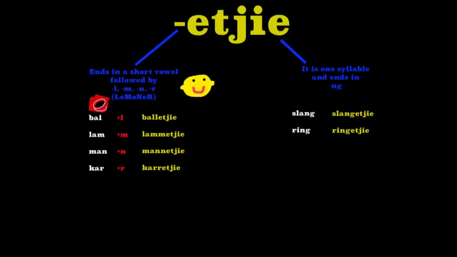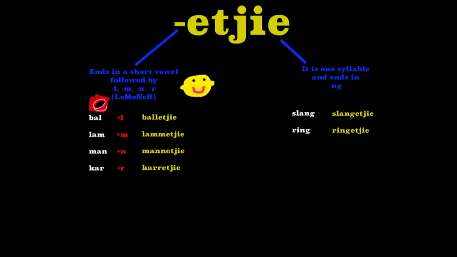Etjie, as it's more commonly referred to, has only two groups that it applies to. The first group is a one-syllable word that ends with ng, like slang or ring. Do you hear that you can't separate the word into two different syllables? Syllables are generally what your English teacher will say you can separate with claps. So slang is only one clap and ring is only one, just like that.